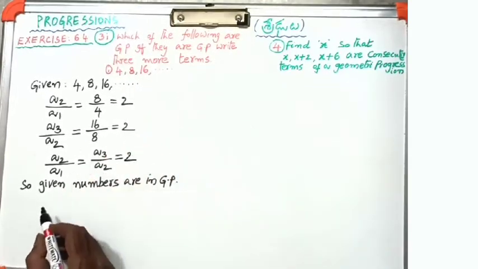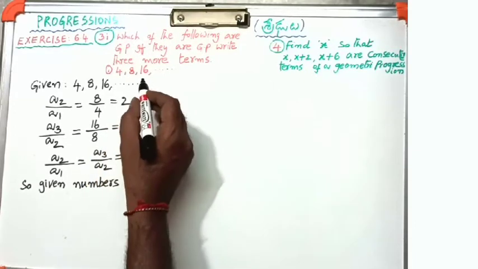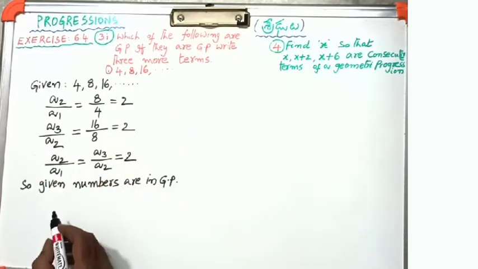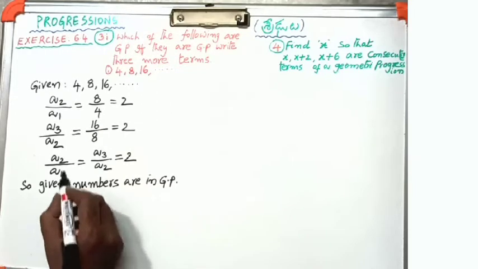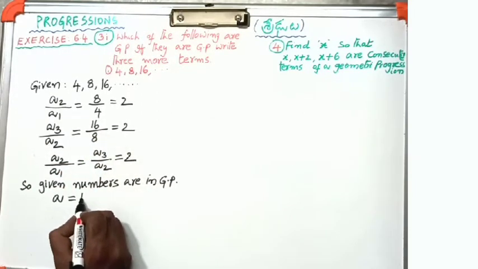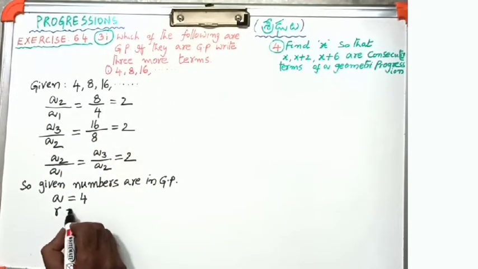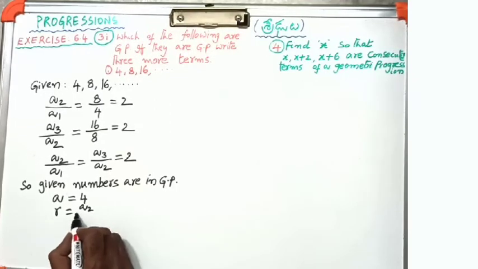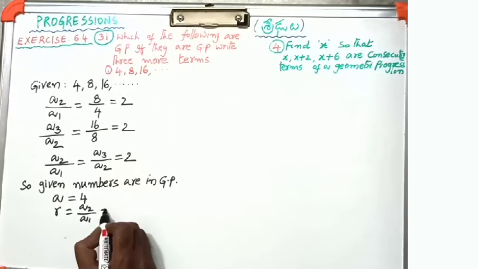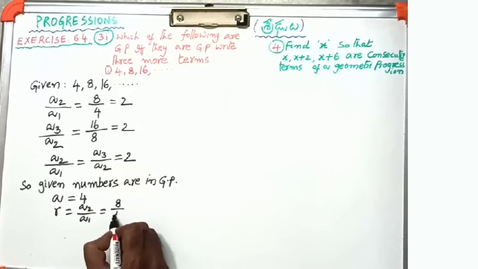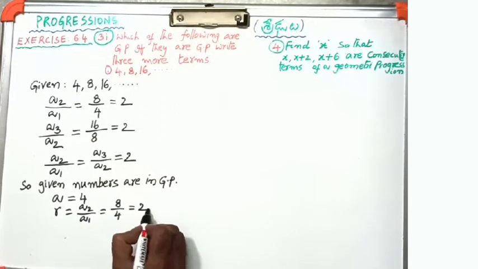So we have to find fourth, fifth, sixth terms because those three terms are the next three more terms. Okay, so let us find those numbers. Now in this, A is equal to 4 and R is equal to A2 by A1, that equals 8 by 4, that equals 2.